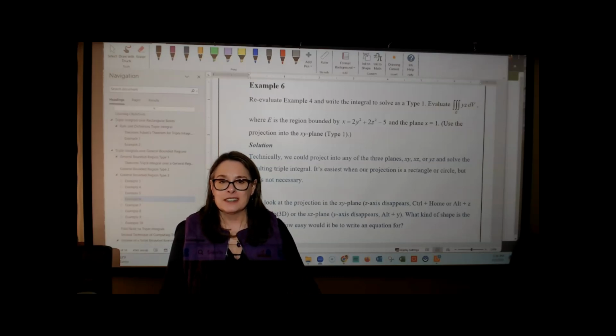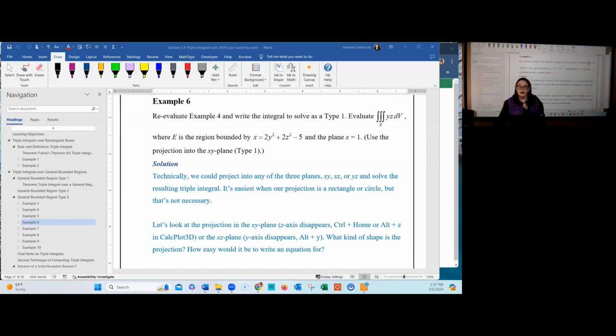Let me share my screen so we can get started. We're going to start with example 6, which is actually a reworking of example 4 from the first part video. In this case, we want to rework example 4, treating the domain as a type 1 integral.